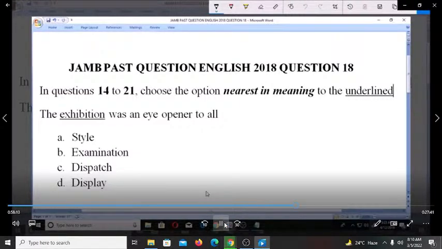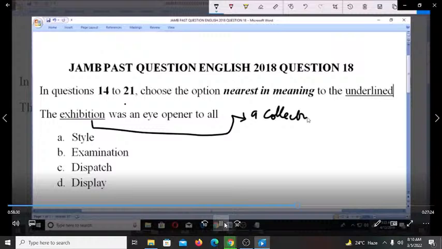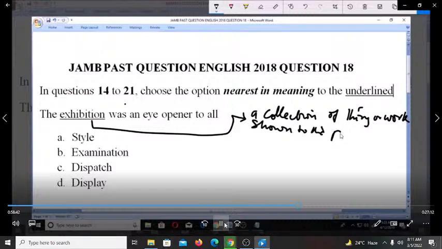Now, for us to get this into perspective, we need to know the meaning of the various words. Now, what is exhibition? Exhibition simply means a collection of things, or works, artworks, shown to the public. So when you've collected things and you're showing it to the public, you're displaying it. That is exhibition. So you can see that even without explaining all this, display is the right option. But we are going to define the words one by one.